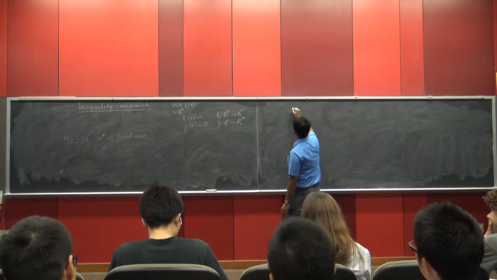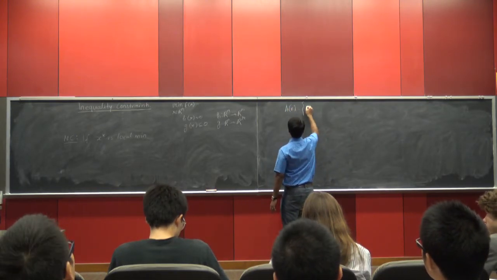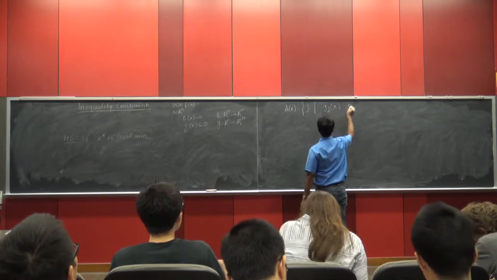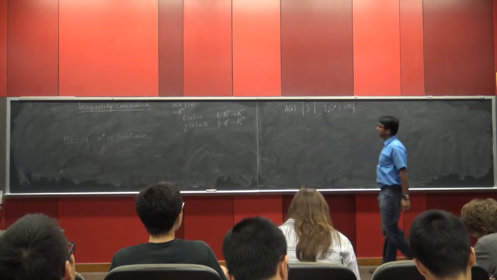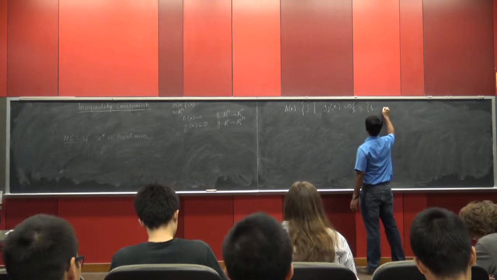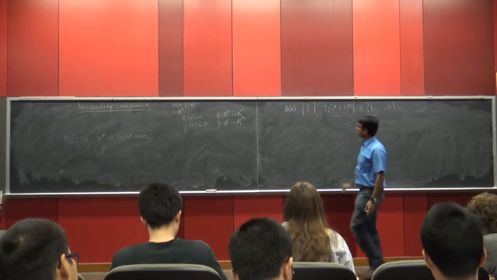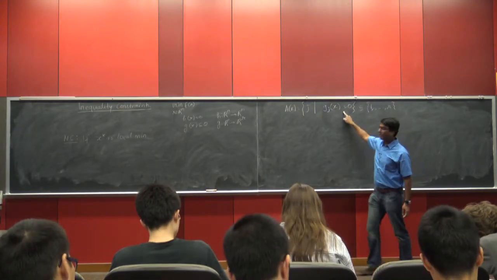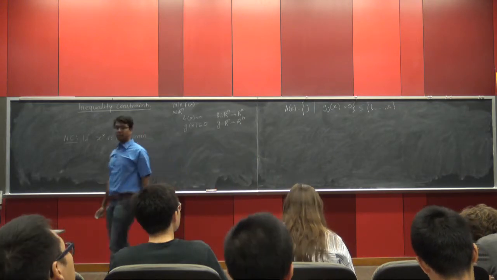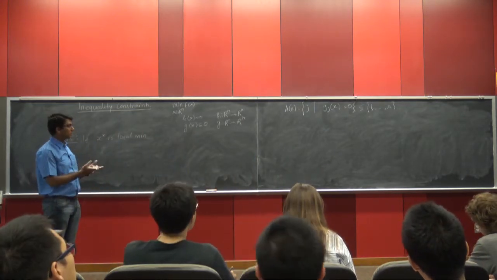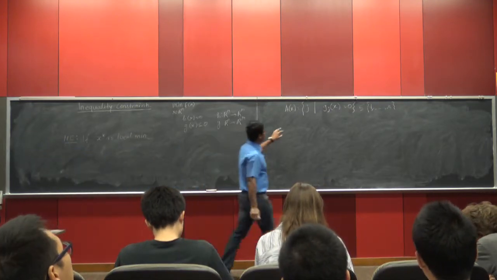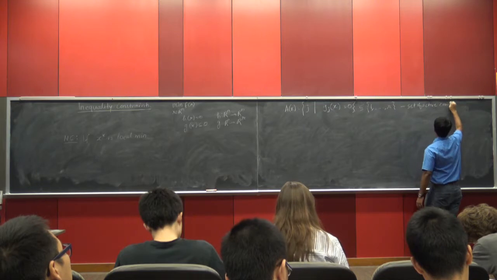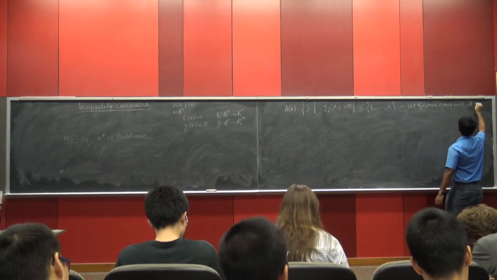Let me first define the set of active constraints A of x. It's the set of j such that g_j of x is equal to 0. This is a subset of 1 to r. We have r inequality constraints, so A of x is the set of indices where g_j of x becomes equal to 0. We used this also in the manifold suboptimization method, if you remember; we had used this idea to figure out the set of active constraints at x.